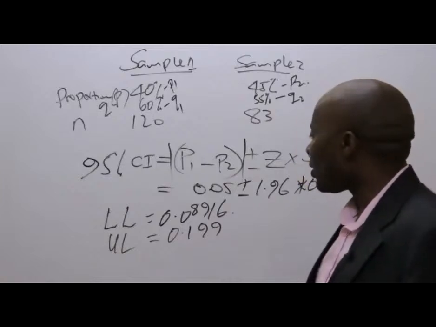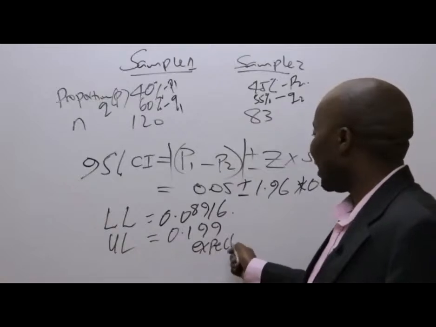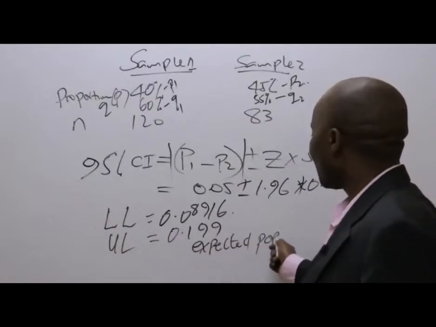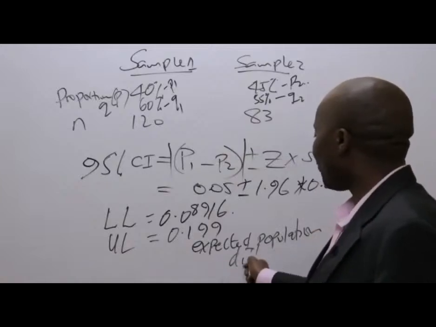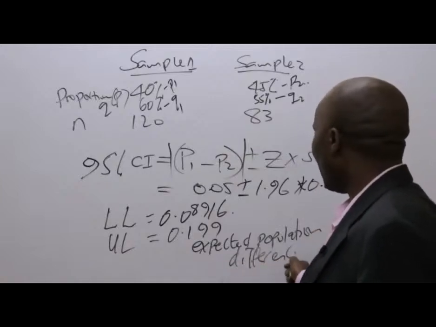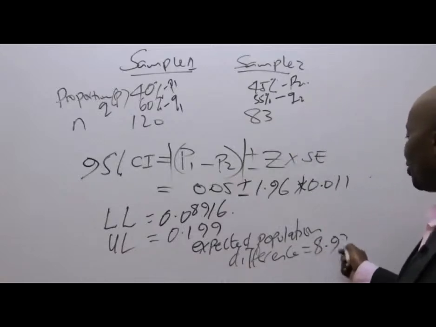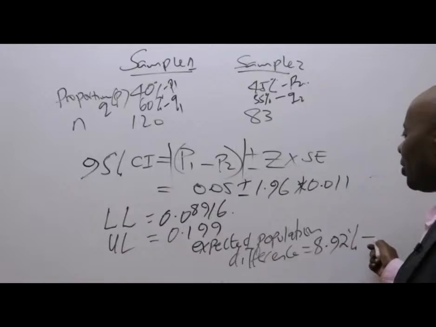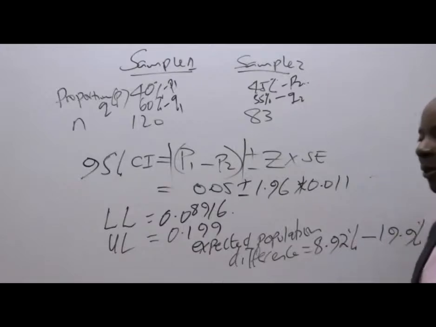So in short, our difference, expected population difference, will be 8.92% all the way to 19.9%.